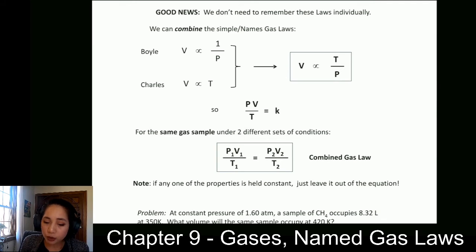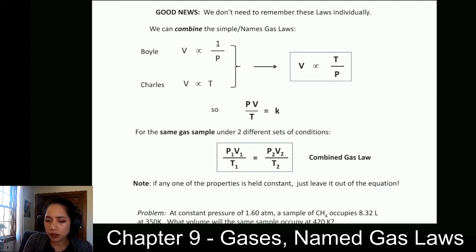But thankfully, we don't need to memorize all of these laws individually. We can actually use one equation to explain all three of them. So we can combine all of the named gas laws into one law, called the combined gas law. So what you see here is that both Boyle's and Charles' law use volume in their relationships. So we know that volume and pressure are inversely related to one another. Volume and temperature are directly related to one another. So we can combine those two laws together and say, okay, volume is proportional to temperature over pressure.